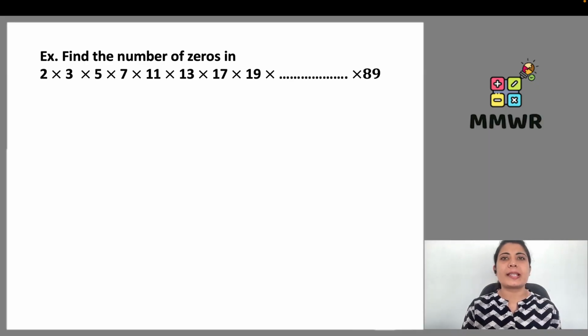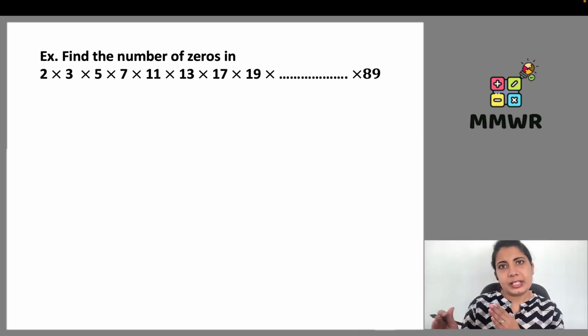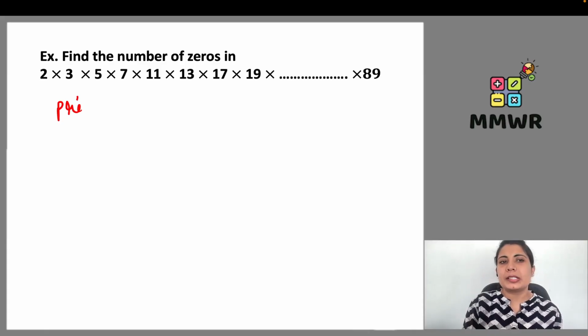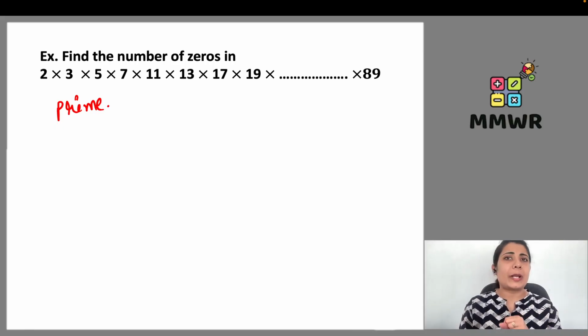So here the first example we have: find the number of zeros in 2 multiply 3 multiply 5 multiply 7 multiply 11 multiply 13. So it is going till 89. What we can observe here, is it the series of even numbers? Is it the series of odd numbers or any specific series it is? Yes, it is the series of prime numbers till 89, right? So these all are the prime numbers.